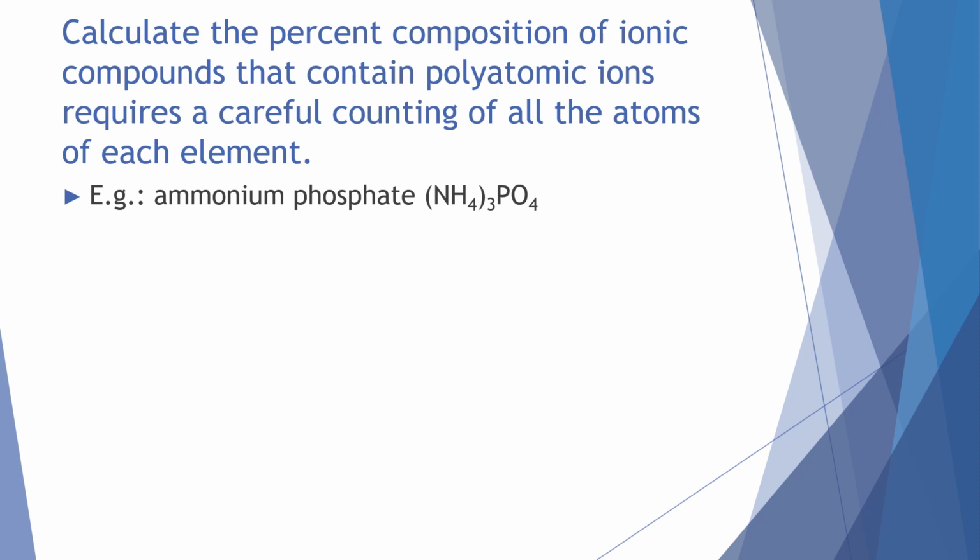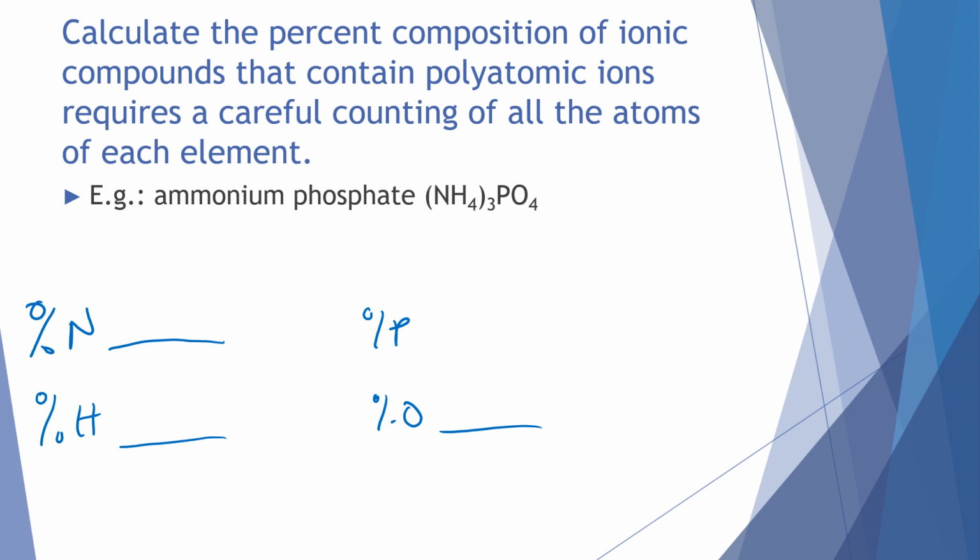Calculate the percent composition of ionic compounds that contain polyatomic ions. Be careful because notice you have a lot of parentheses and a lot of different things. So we have for each element, percent of nitrogen, percent of hydrogen, percent of phosphorus, and percent of oxygen. So before we can get started, we have to get the total molar mass of this for our denominator.